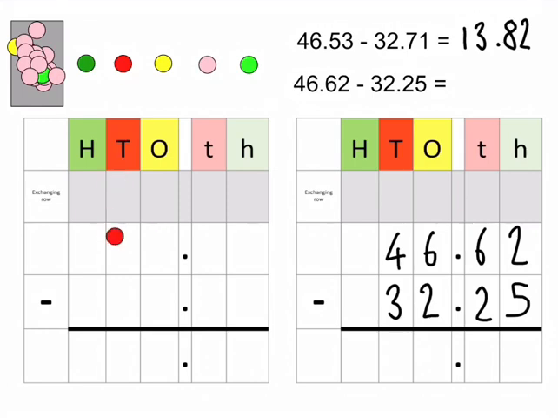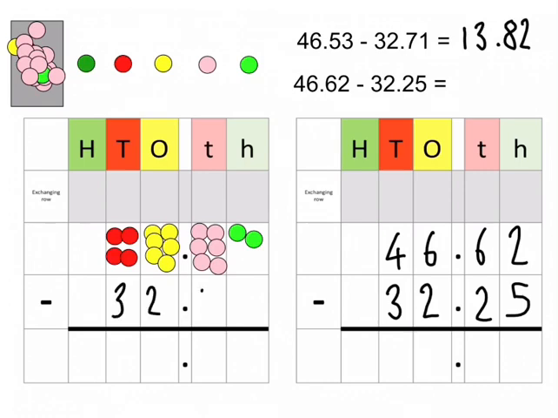So 10, 20, 30, 40, 6, 1, 2, 3, 4, 5, 6. 6, 1, 2, 3, 4, 5, 6, 2 hundredths. Okay, and from that I need to take away 32.25.